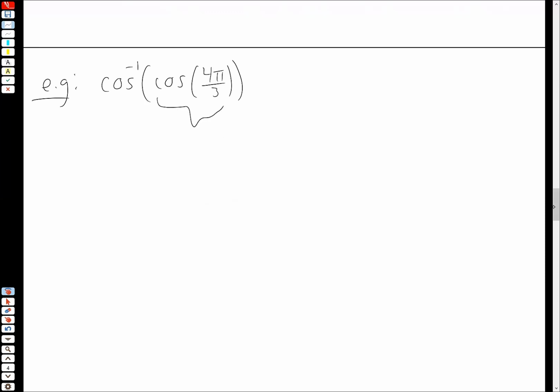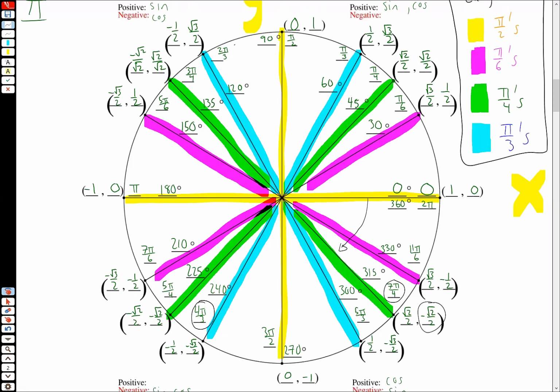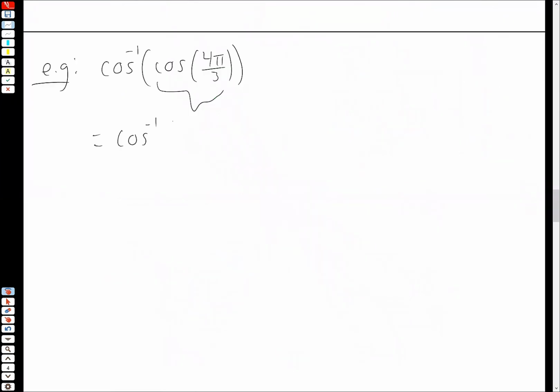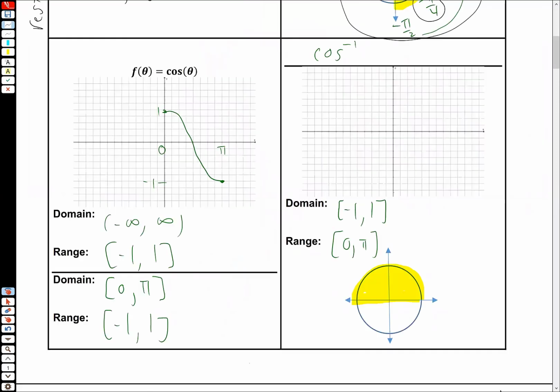Let's go to our unit circle. Where is 4 pi over 3? 4 pi over 3 is down here in the third quadrant. So cosine is going to be the x-coordinate, negative 1/2. So this is cosine inverse of minus 1/2. Now we want to evaluate, well, what's cosine inverse of minus 1/2? We're going to go to our inverse trig function table. So here's cosine inverse. Notice minus 1/2 is in that domain, so we're okay there.